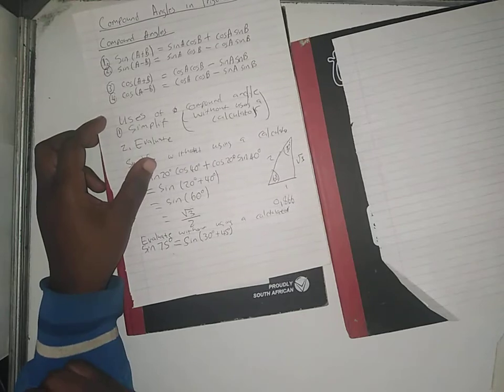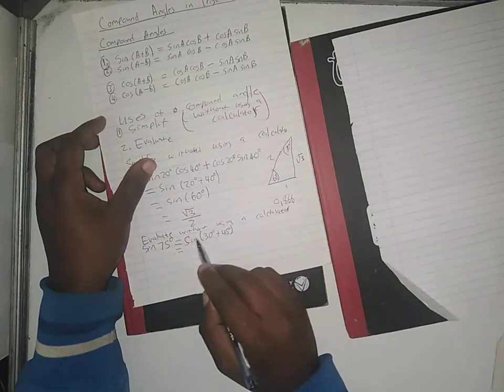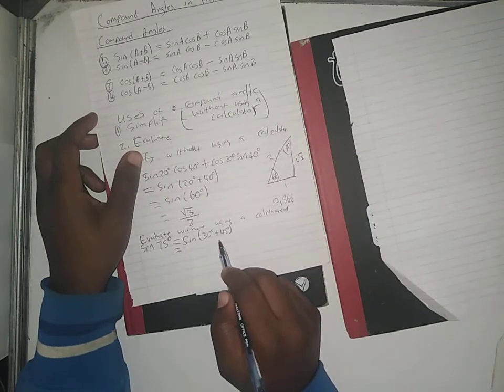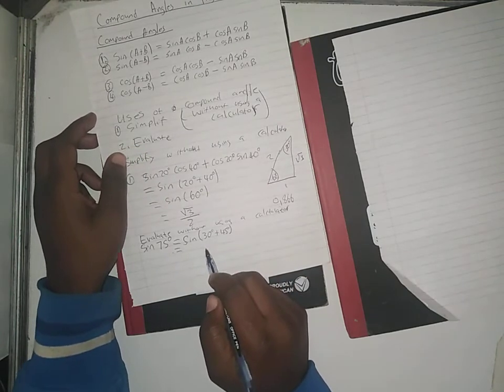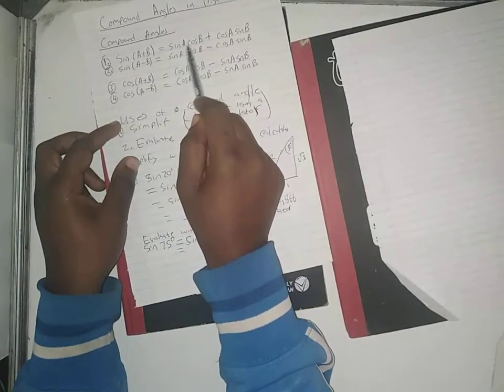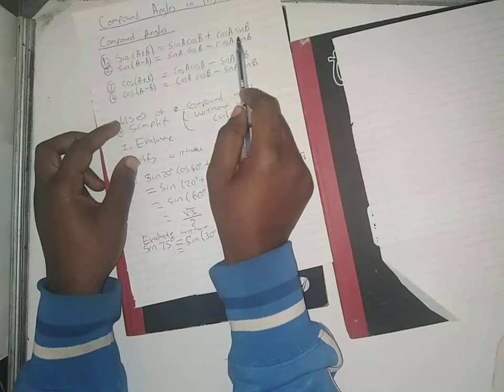So you've got sine of something plus something. When you've got sine of something plus something, that is a compound angle. And where is sine of something plus something? Aha, the first one again. So if you've got a sine of something plus something, you know you can have sine A cos B plus cos A sine B.